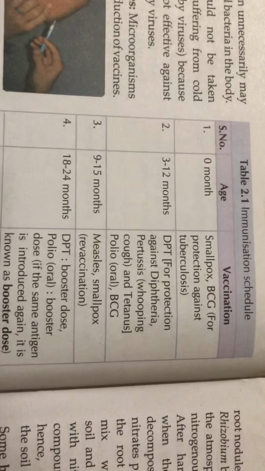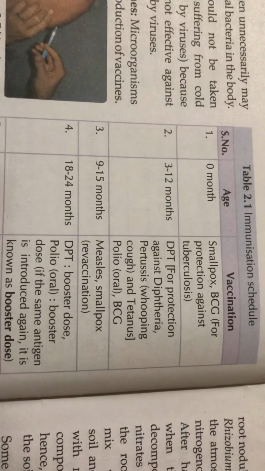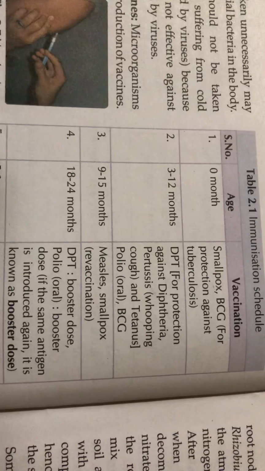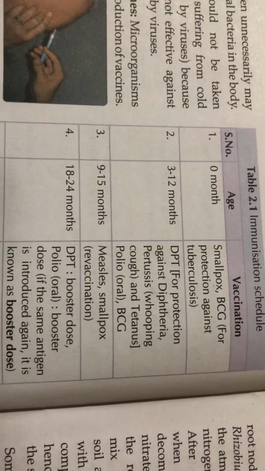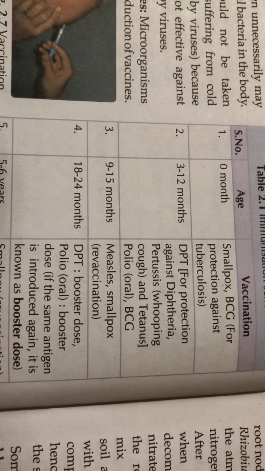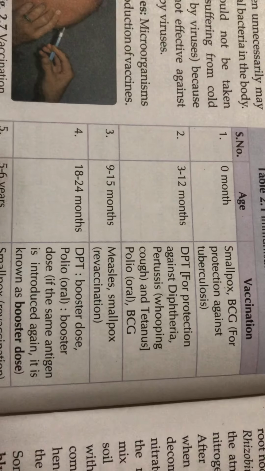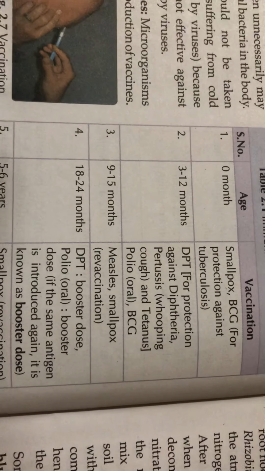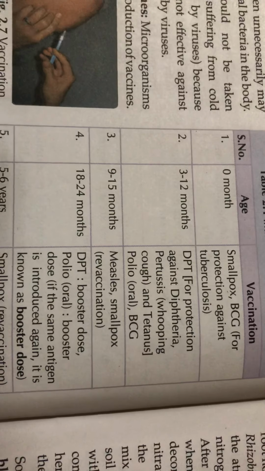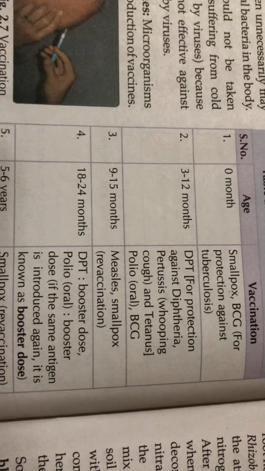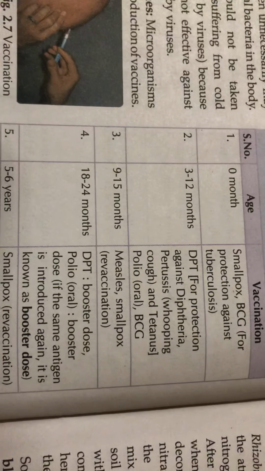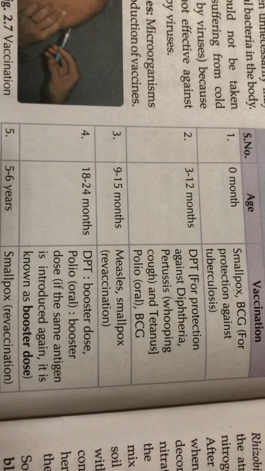The immunization schedule starts at age 0 months, meaning a newborn baby. The vaccines for smallpox and BCG, that is BCG for protection against tuberculosis, are given to the child at the time of birth. At 3 to 12 months, DTP for protection against diphtheria, pertussis (whooping cough) and tetanus, oral polio, and BCG are given. At 9 to 15 months, measles and smallpox vaccination is given to the child.